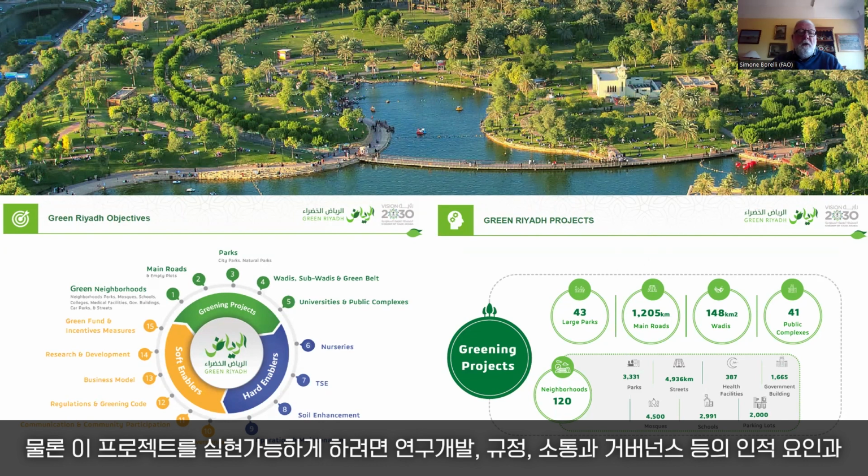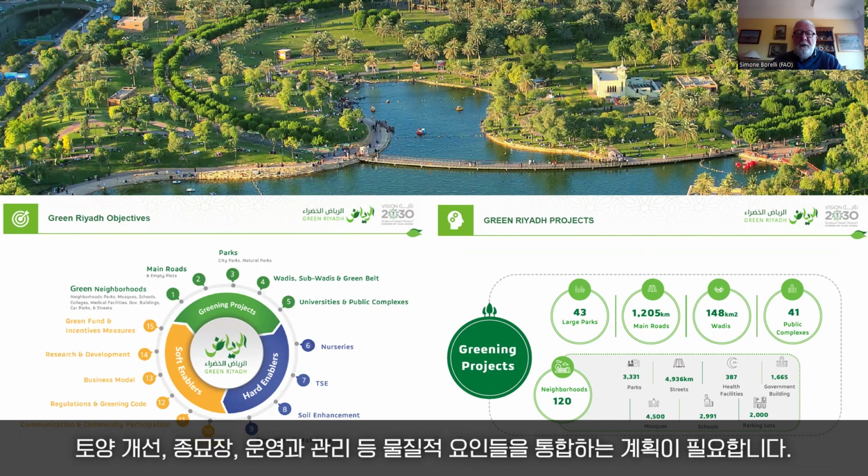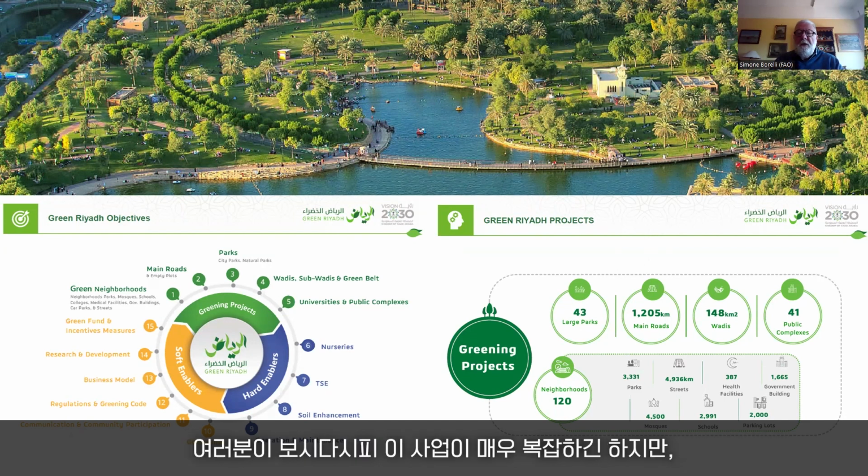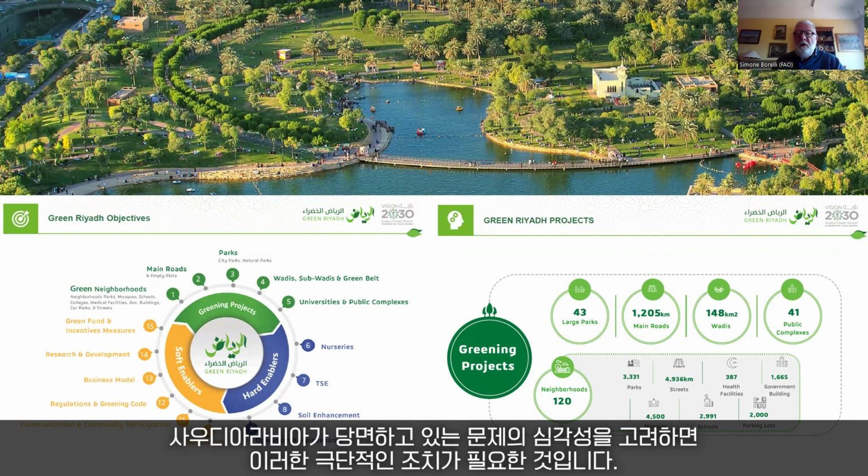Now, of course, this requires a plan in which we put together the greening projects with soft enablers such as research and development, regulations, communication and governance, and hard enablers such as soil enhancement, operation nurseries, and so on. So, as you see, this is a very, very complex issue, but the challenges in Saudi Arabia, as you can imagine, are big, and so they need to take extreme measures.